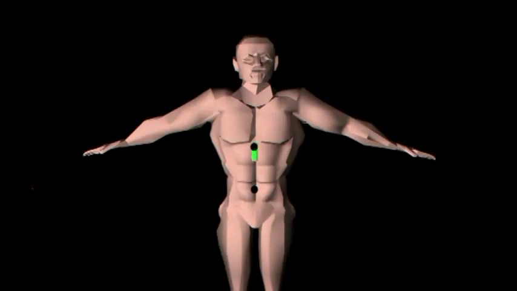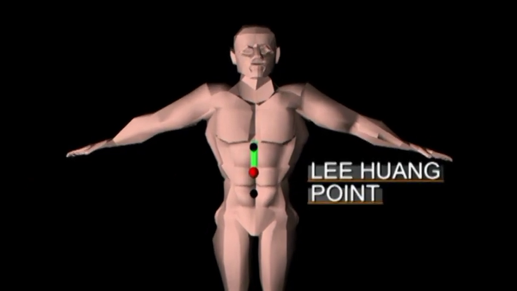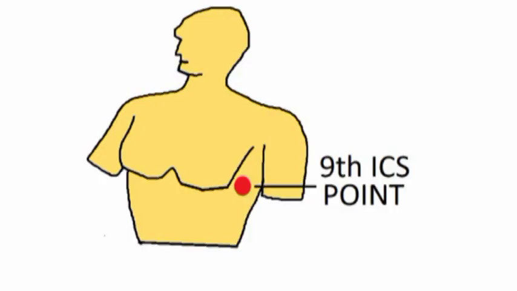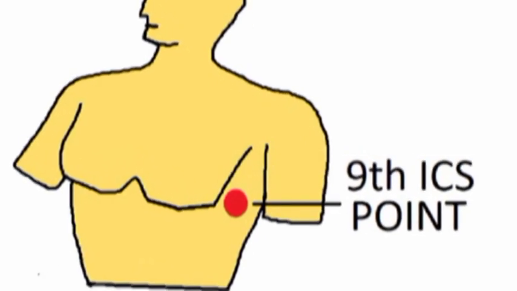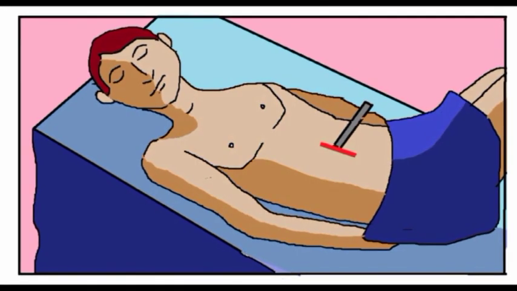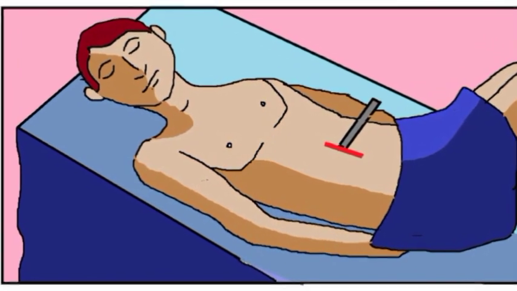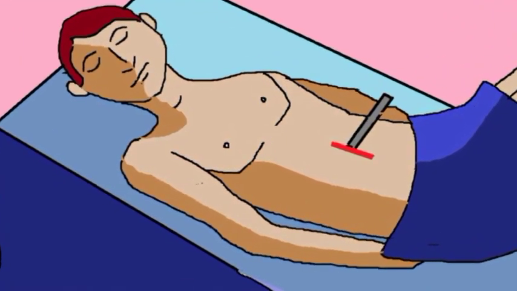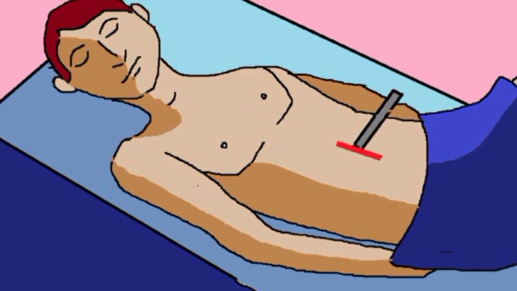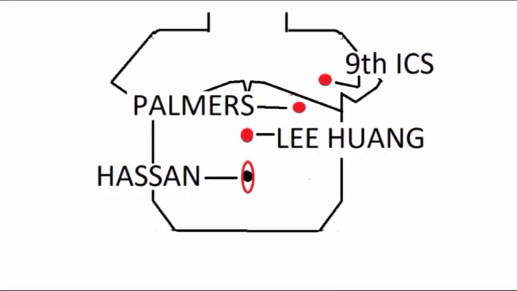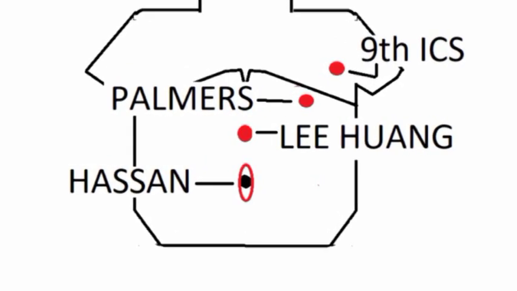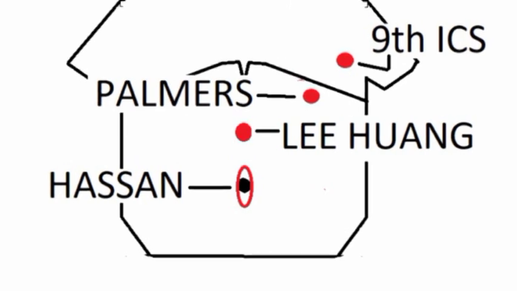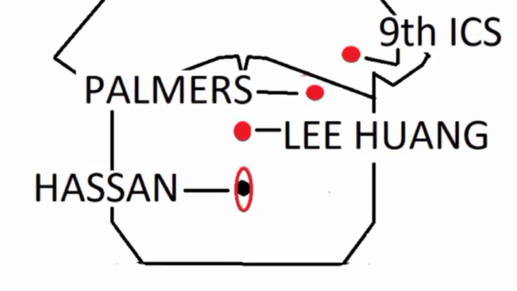This is the Lee Huang entry point, midway between the xiphoid process and the umbilicus. And this is the ninth intercostal entry point, in the anterior axillary line in the ninth intercostal space on the left side at the superior border of the rib. Apart from this, there is the open Hasson technique where a blunt trocar is introduced through the umbilicus with a vertical incision and a pneumoperitoneum is created. All these points were used and they mitigated the problem of laparoscopic surgeons in cases of previous adhesions. But these points too were not free from complications and there were contraindications to use them.